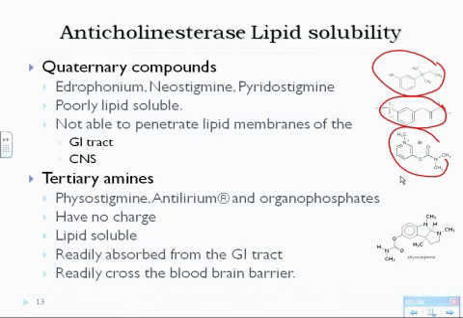So physostigmine is one of those very, very helpful drugs. It's called antilirium, the other name for it. It has no charge. It's lipid soluble. It does readily absorb through the GI tract and readily crosses the blood-brain barrier, which is why it's effective in the central nervous system. So physostigmine will have effect inside the central nervous system.